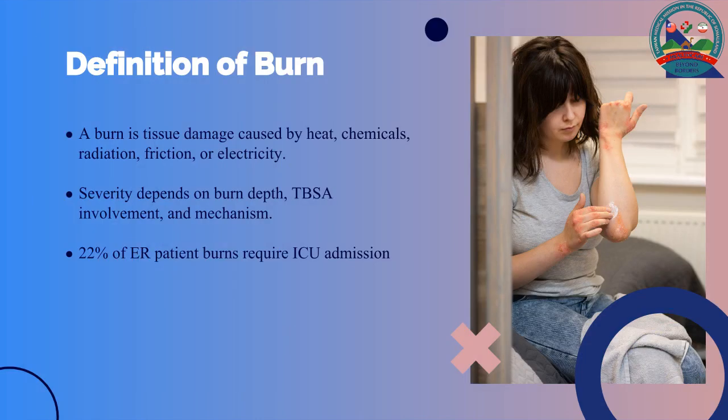A burn is an injury to the skin or deeper tissues caused by heat, chemicals, radiation, friction, or electricity. The severity of a burn depends on 3 major factors: the depth of the burn, the total body surface area involved, and the mechanism of injury. In the emergency room, about 22% of burn patients will require ICU admission because of the risk of airway injury, fluid shifts, and multi-organ complications.